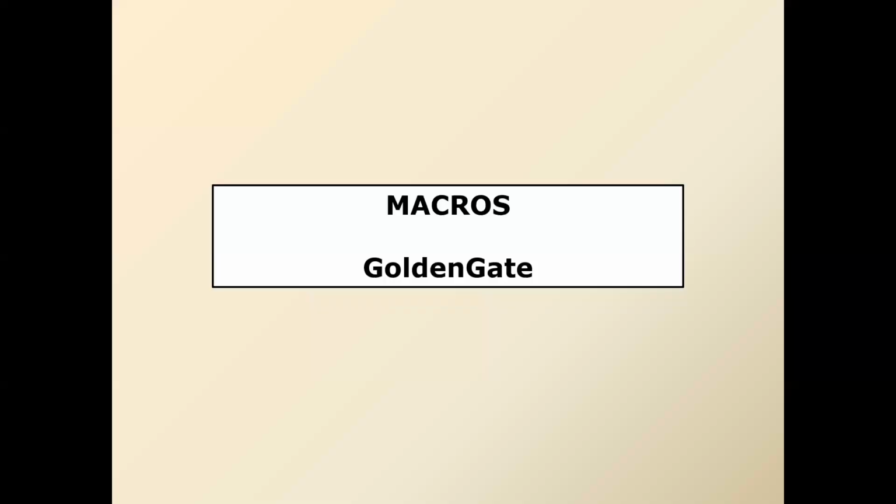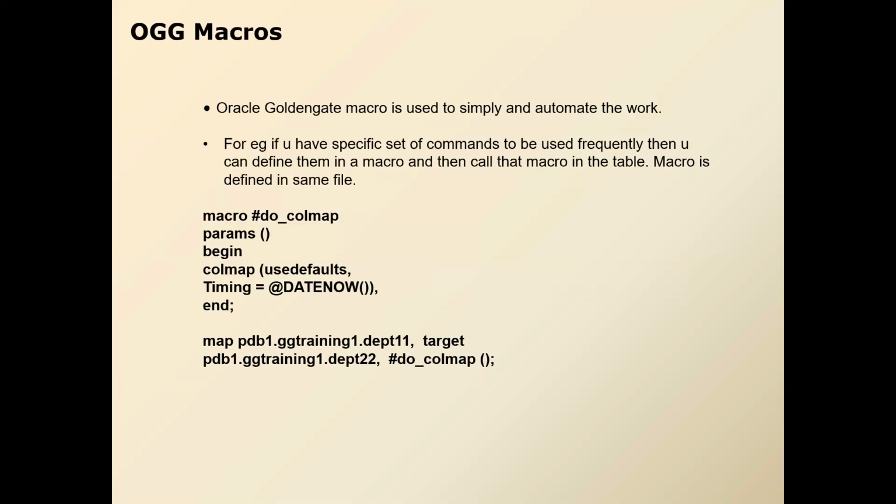So GoldenGate has macro which is used to simplify and automate the work. For example, if you have a specific set of commands to be used frequently, then you can define them in a macro and then call that macro in the table. So basically, the purpose of the macro is to be used inside the parameter file.